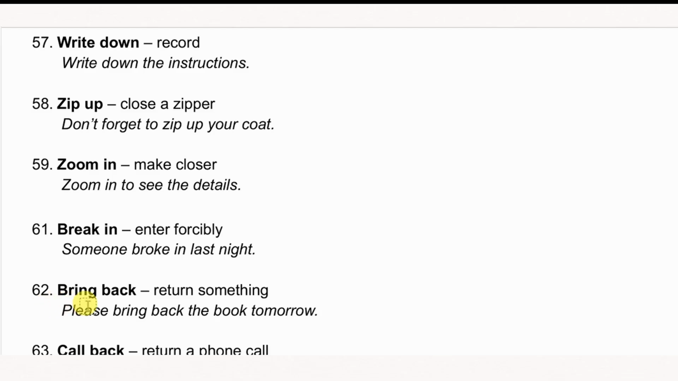62. Bring back. To bring back, this is to return something. For example, please bring back the book tomorrow. Means return the book tomorrow.